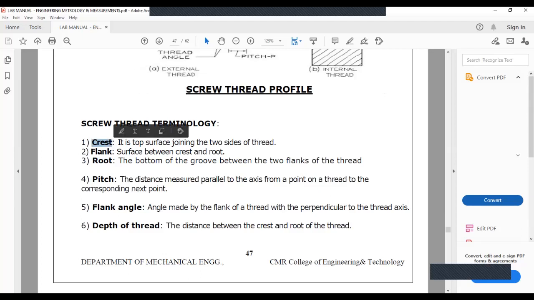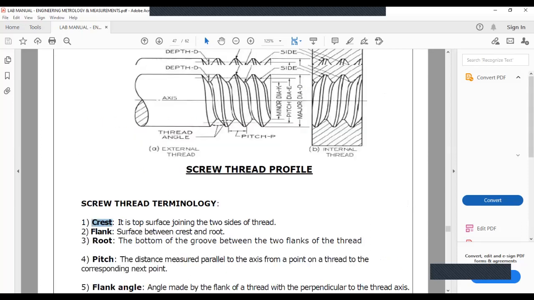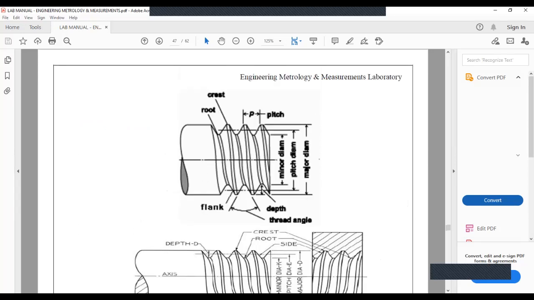On the screw thread, it is the top surface joining the two sides of the thread. It is a top surface which is joining the two screw threads. So this is one screw thread, and adjacently, whatever is there is another. Now, this is the top surface of the screw thread, which is joining the two screw threads. By means of these slant edges, the top surface is joined, and that will be considered as a crest.